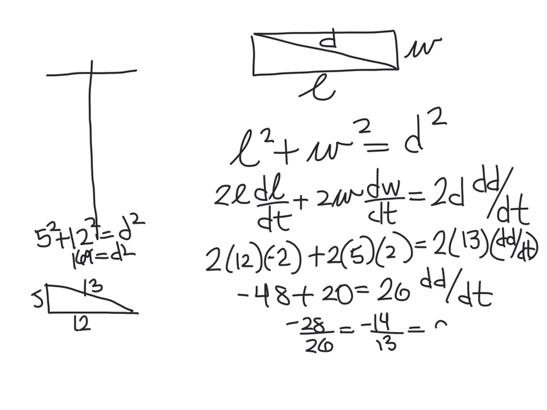So this is the change in the diagonal with respect to time. So that means the rate of change of the diagonal is actually decreasing when the length is 12 and when the width is 5. And it would be centimeters per second. Great. Phew, we finished.